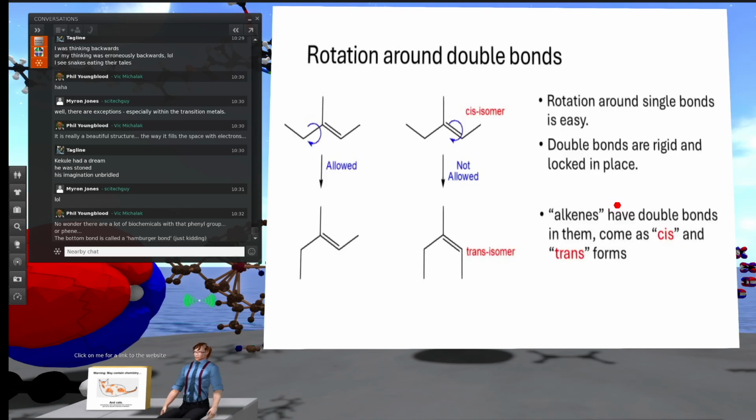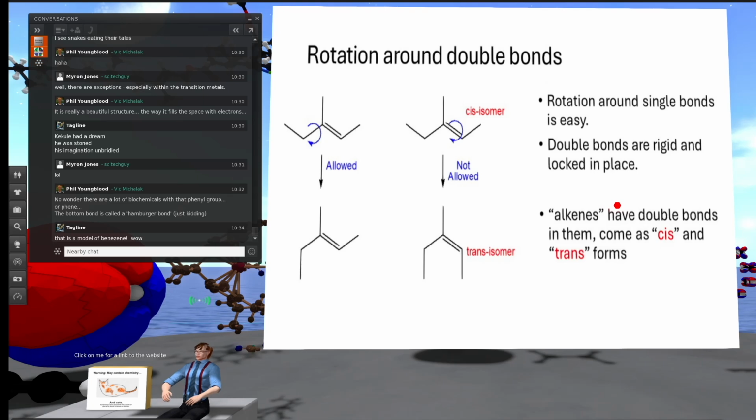Okay, so some properties of the single bonds versus the double bonds. You can rotate around single bonds. Think of a pen and a pen cap. There's nothing stopping you from just rotating the pen cap if you're holding a pen. The point of connection is still there. You're not breaking anything, but single bonds you can rotate.